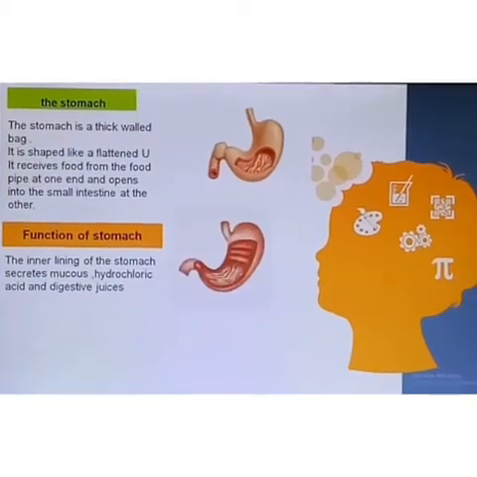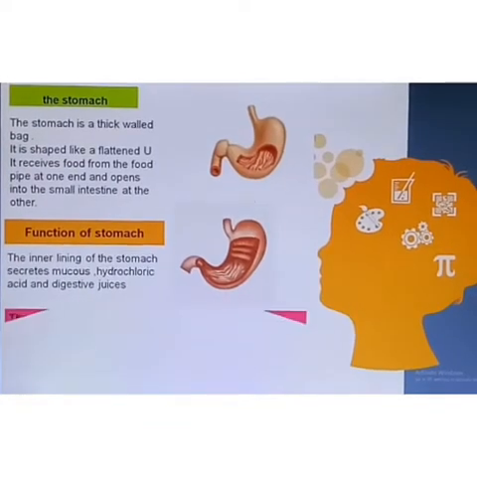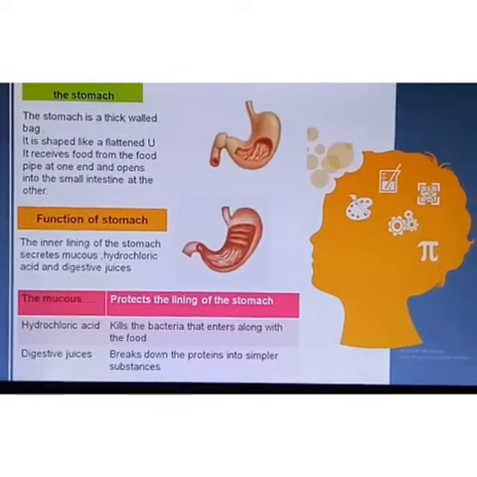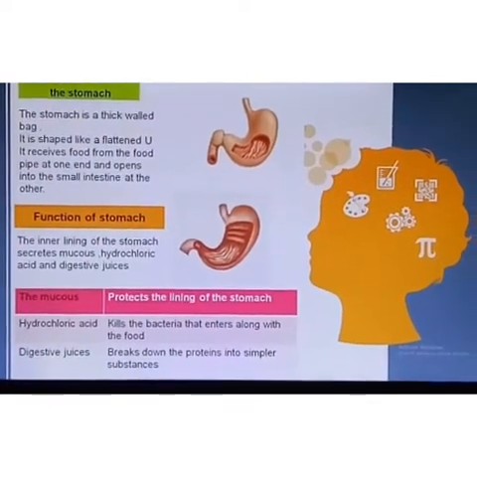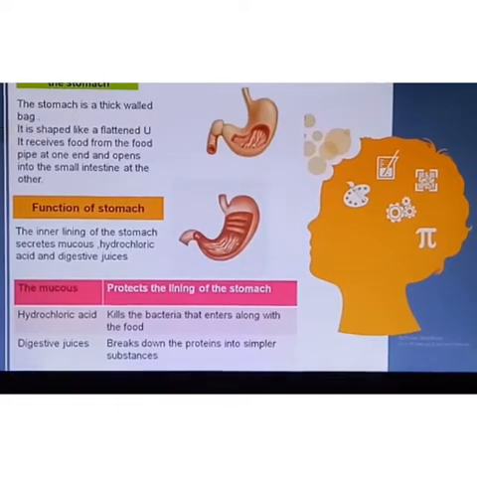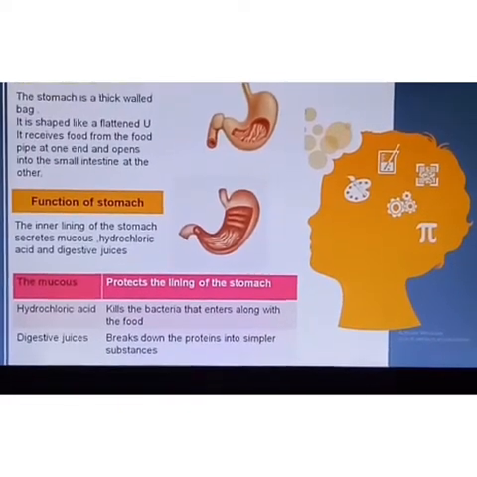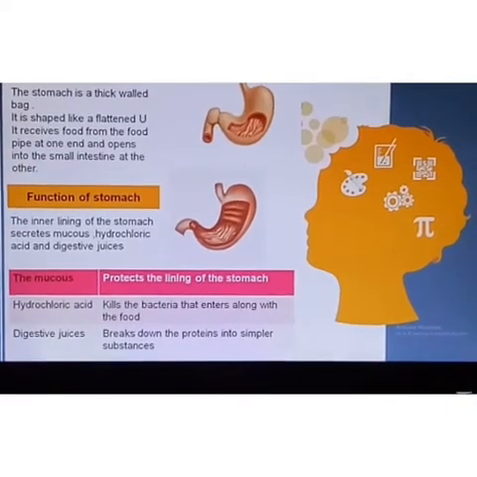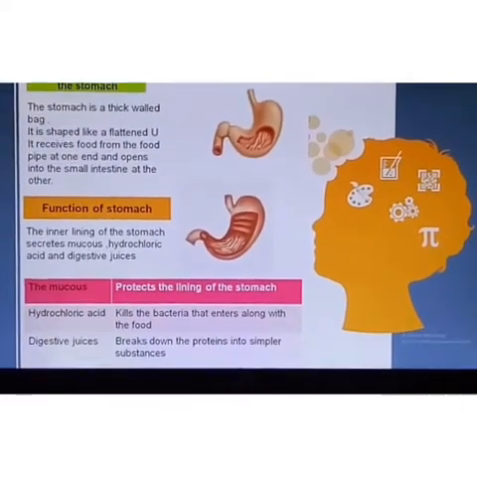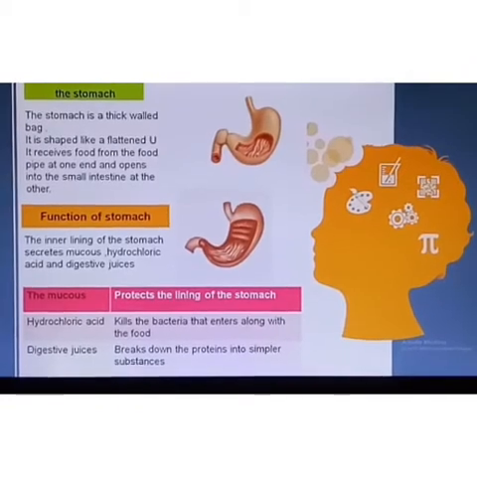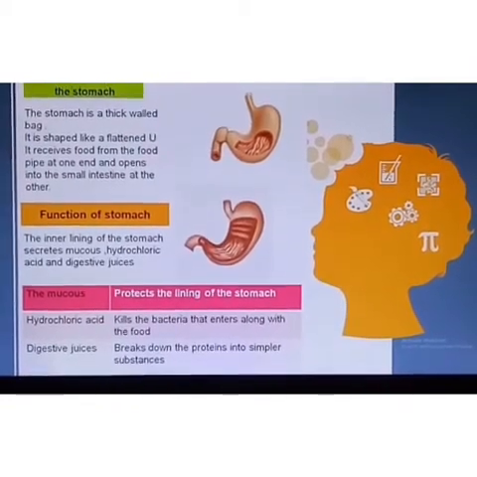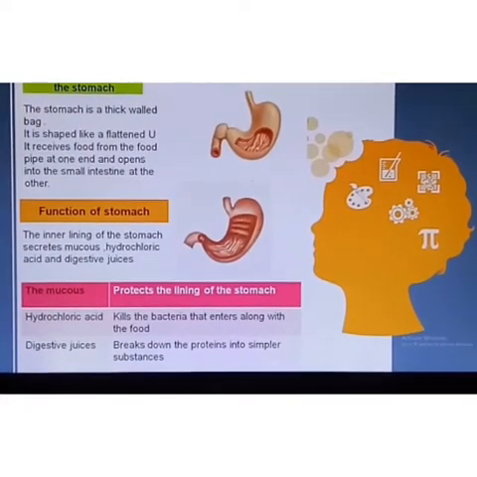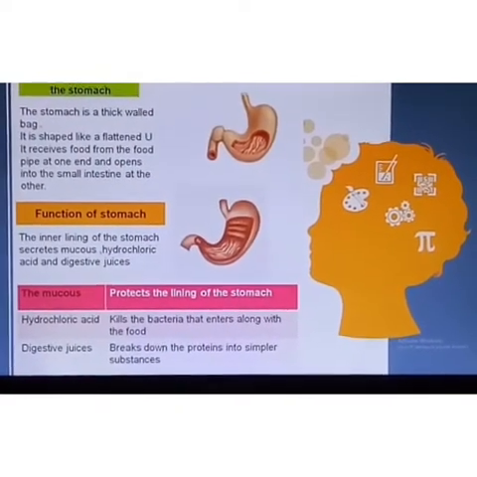The inner lining of the stomach secretes mucus, hydrochloric acid and digestive juices. Now the mucus protects the lining of the stomach. The hydrochloric acid is present in the stomach in a very small quantity. This kills the bacteria that enter along with the food. Sometimes we eat food which is kept open in the shop, some flies have sat on it or the food is a little stale. But whenever the food enters our stomach, the hydrochloric acid tries to kill the bacteria in it.